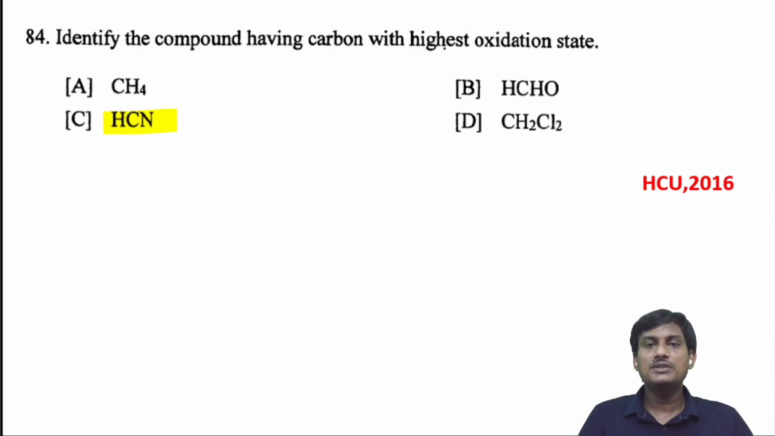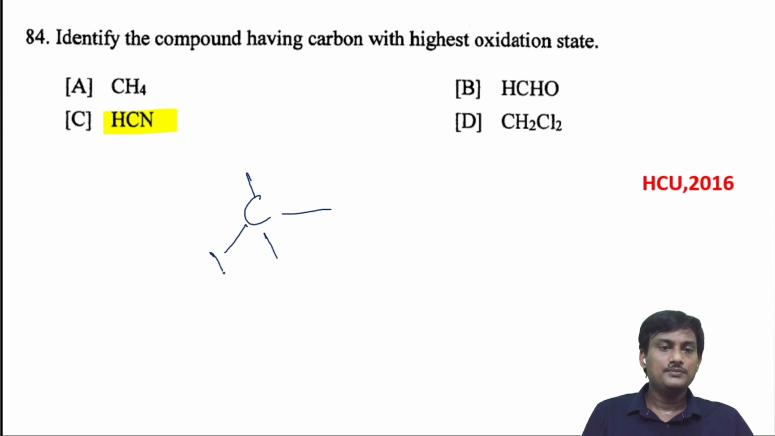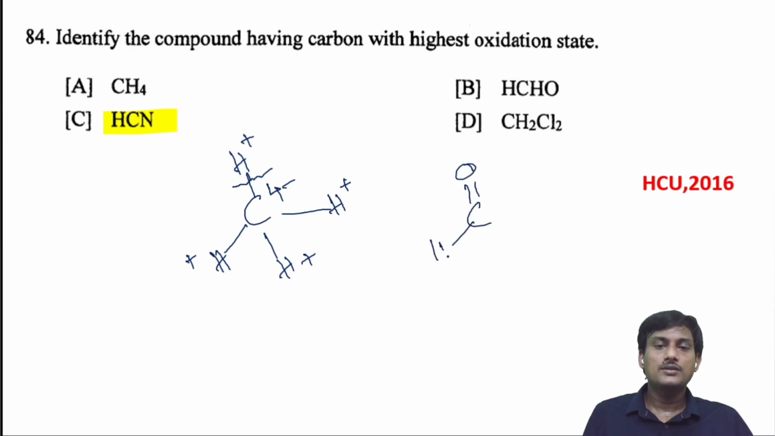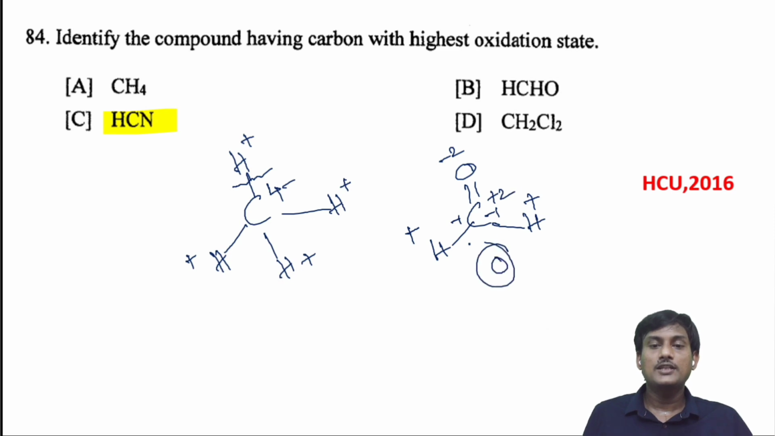Identify the compound having carbon with the highest oxidation state. Okay, let's take the structures. CH4: hydrogen is less electronegative, so when you cut, each is plus, so you will get minus 4. And if you take HCHO, C double bond O, H, H: each H is plus 1, and here oxygen has 2 bonds, so minus 2. So due to oxygen you will get plus 2, and the charge will finally be 0.